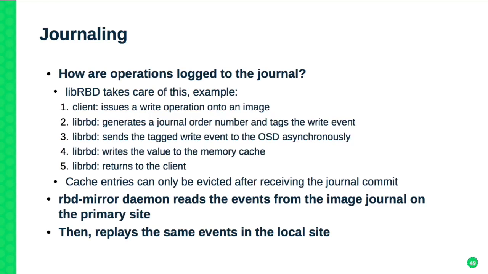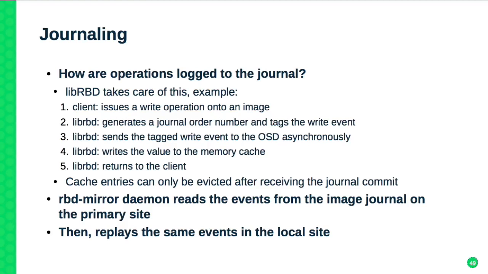But now with the journal, things are a bit more complicated. When a client issues a write operation to an image, it first has to generate a unique position number on the journal. Remember, the journal is sequential, so we need to know the position in the journal for this new operation. After generating this position, we tag the operation. We create a journal event with the operation, its data, plus its position on the log, and we persist it by sending it to the OSDs.